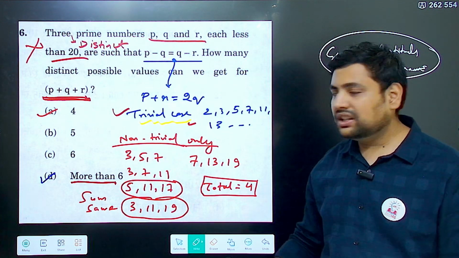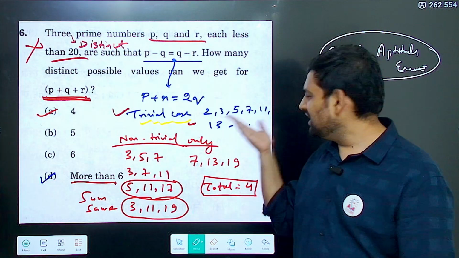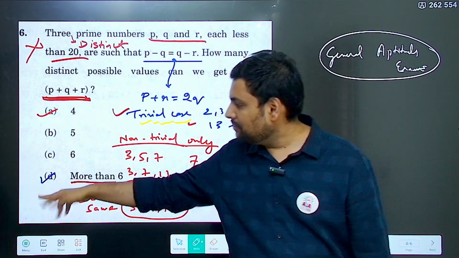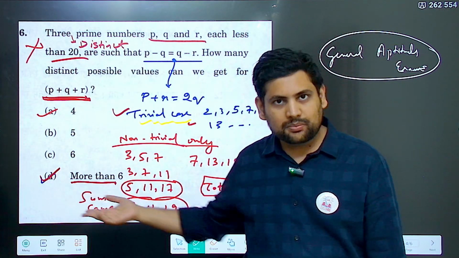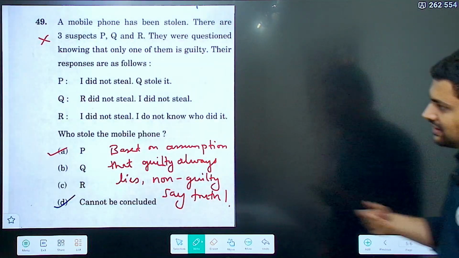But they have not said this, so we must consider this case also. And if you consider this case, then you have 6, 7 prime numbers here only. So of course the number of such cases or triplets is much more than 6. Then let's see this also.